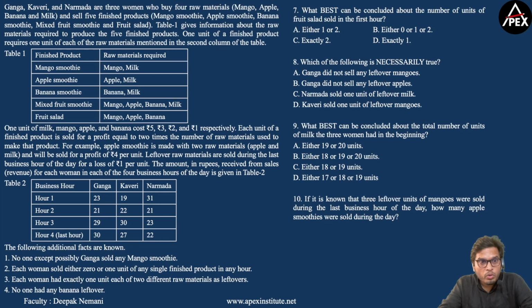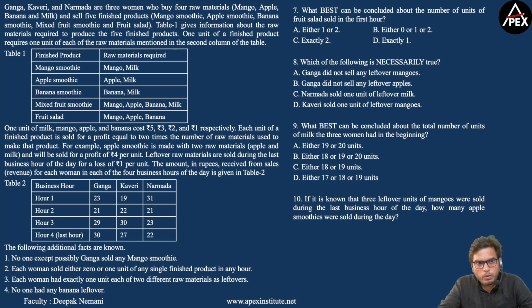Now coming to set 2 of the LRDI section, CAT 21 slot 1. Ganga, Kaveri and Narmada are 3 women who buy 4 raw materials, mango, apple, banana and milk, and sell 5 finished products: mango smoothie, apple smoothie, banana smoothie, mixed fruit smoothie and fruit salad. Table 1 gives information about the raw materials required to produce the 5 finished products.